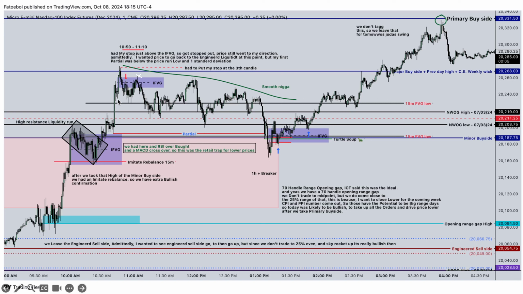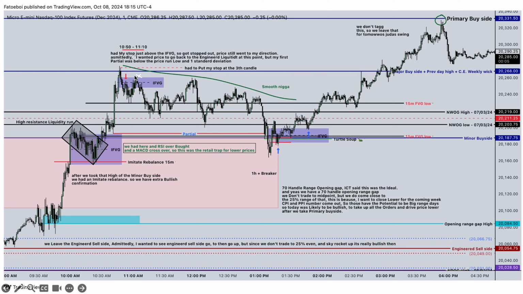And then at the 10:15, 11 macro, this for me was an indication that okay, now with this inefficiency in here, we can fill this up. I didn't really exactly know where to take partials, and I wanted to take partials at the midpoint of that, so the high of that new day week opening gap, and then I wanted to take a partial at the low of that gap, and then I wanted to take a partial at the low of this thing here.